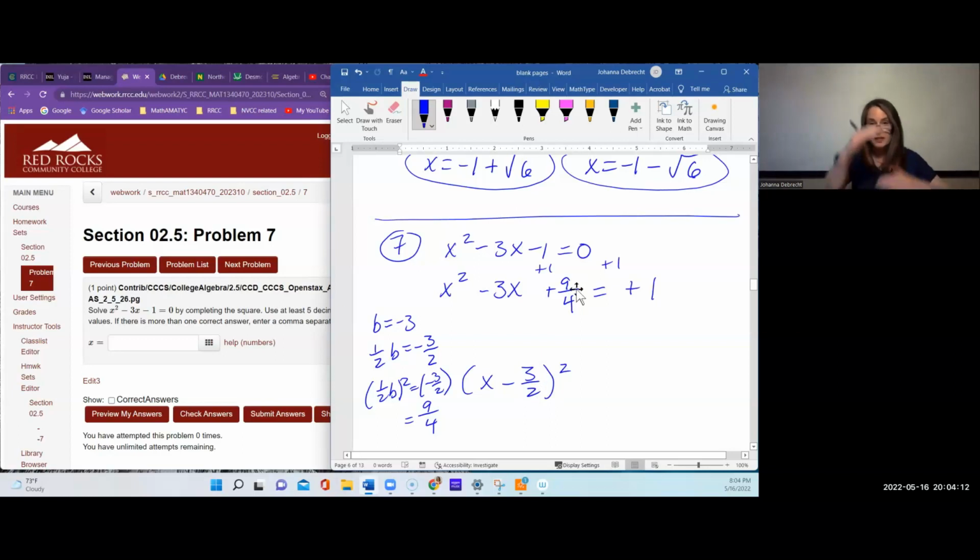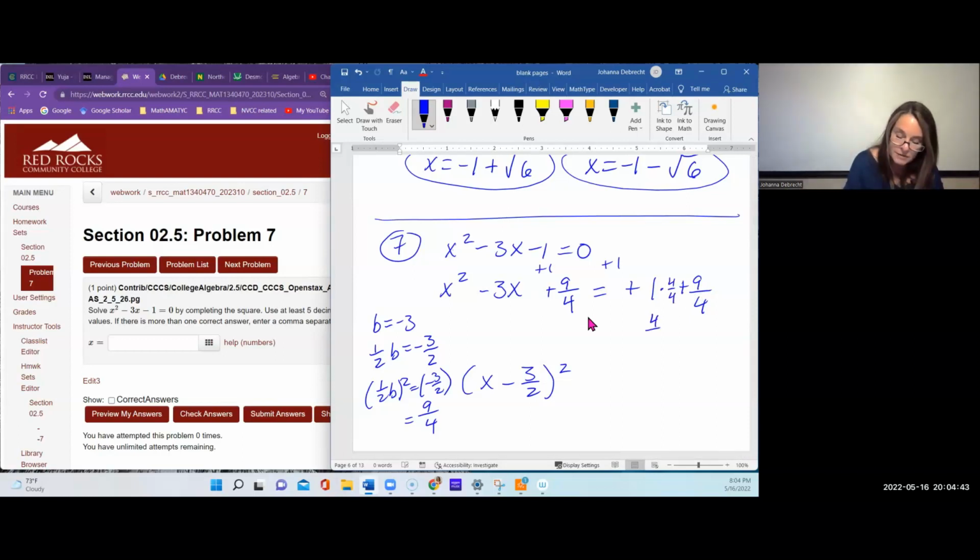Now I've unbalanced the equation again because I added something on one side that I didn't add on the other. So to balance it back out, I can either add it to the other side, or I could have added it and subtracted it, whichever one you want to do. Now we have that this trinomial factors as x minus 3/2 quantity squared, and we need to get a common denominator so that we can add the 1 and the 9/4. Multiply the 1 by 4/4 to get 4/4 plus 9/4, which is equal to 13/4.